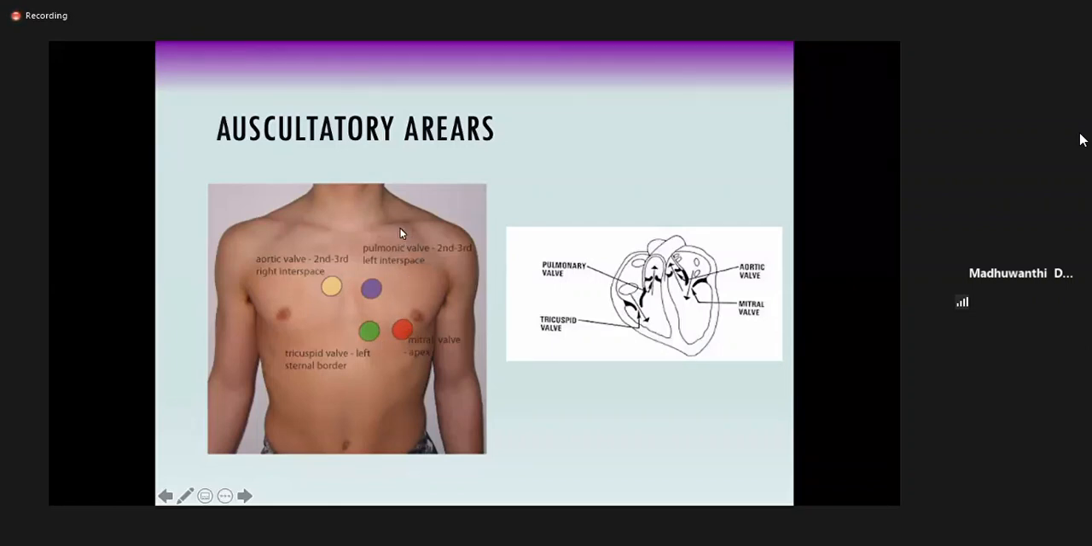It's the midclavicular line, the midpoint of the clavicle. Okay, just medial to the midclavicular line here. So that is where the apex beat would be. Likewise, the other areas also you have to learn and identify, and you should be able to do it on a living person. Okay. That's briefly what you have to do.